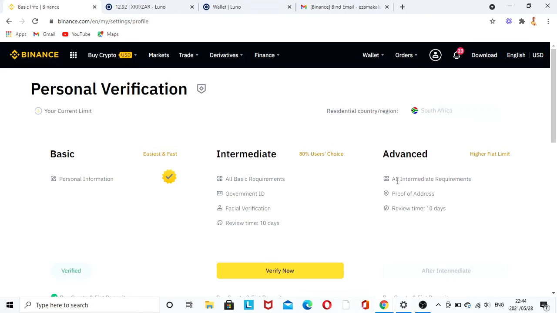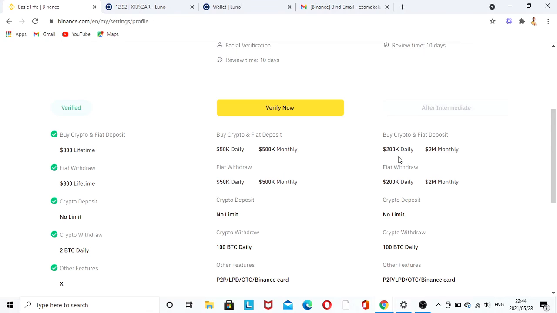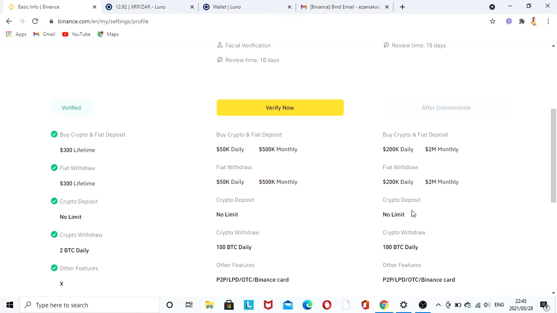The advanced one needs all intermediate requirements, which they're going to tell you, plus proof of address, review of about 10 days, and then you get there. And with this one, you get to have about 200k daily, 2 million monthly. Fiat withdrawals, 200k daily, 2 million monthly. Crypto deposit, no limit. Crypto withdrawals, 100 BTC. So I'm sure you actually get the picture, right?